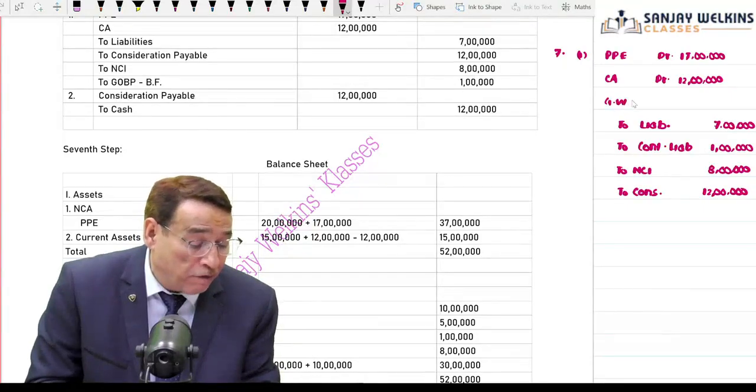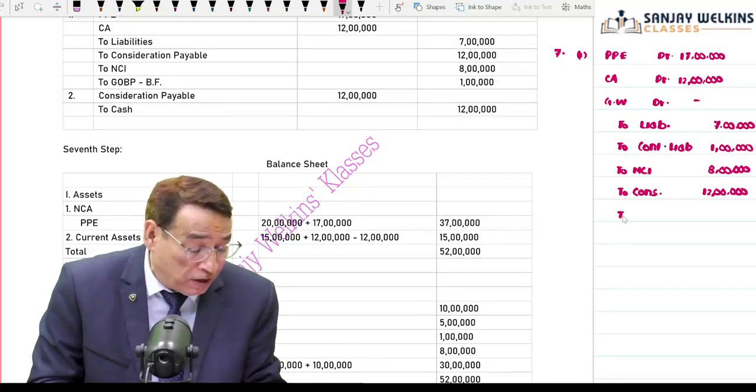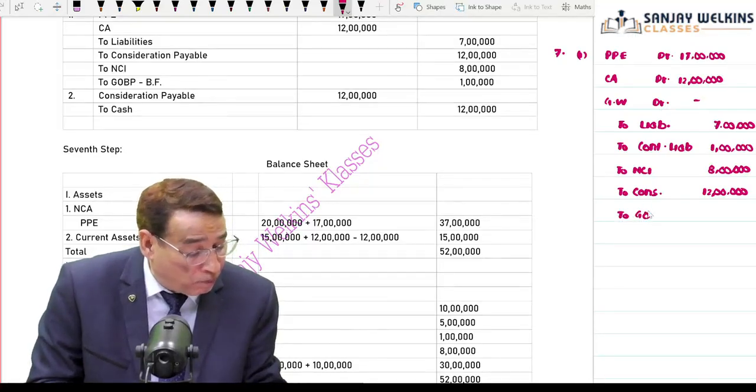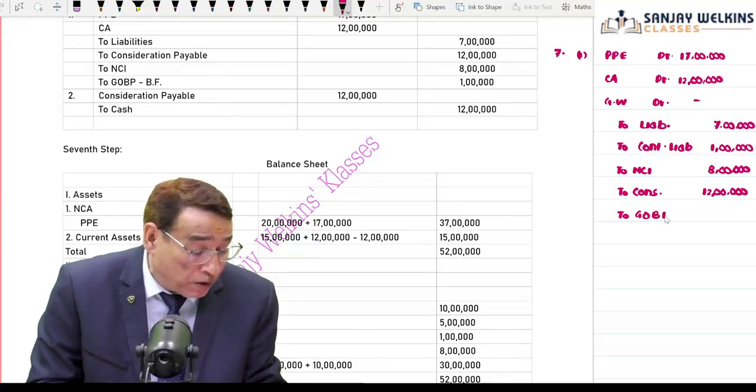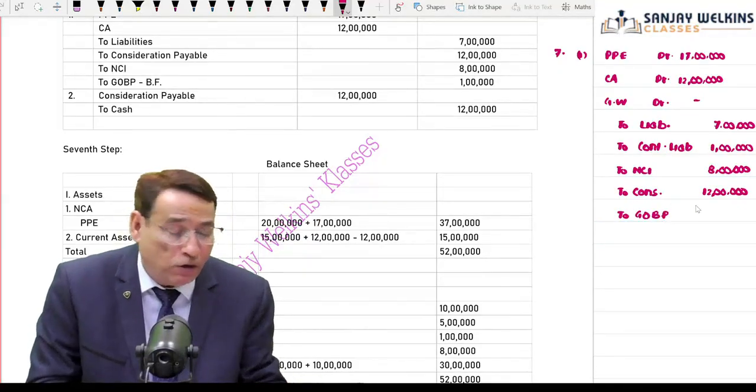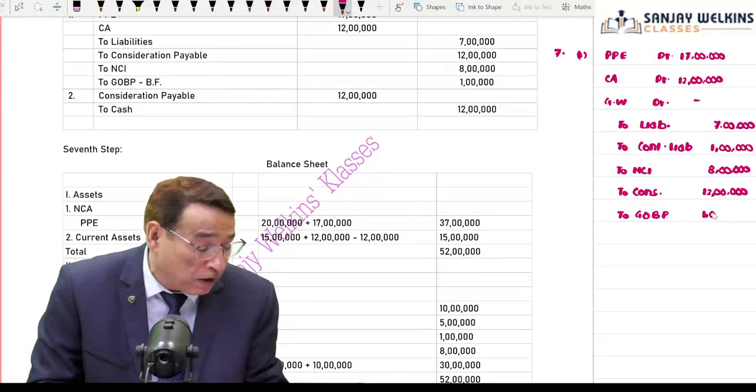If balancing figure is not coming over here, that means there is no goodwill. Balancing figure is coming over here. So gain on bargain purchase. So gain on bargain purchase or goodwill can be found out by passing this particular entry. Is it clear to you?